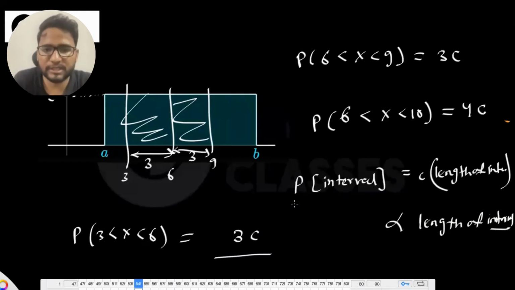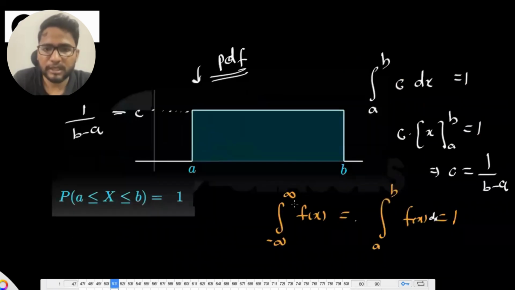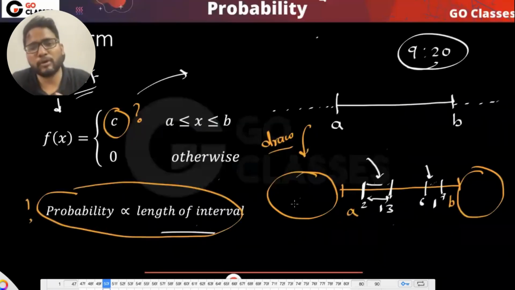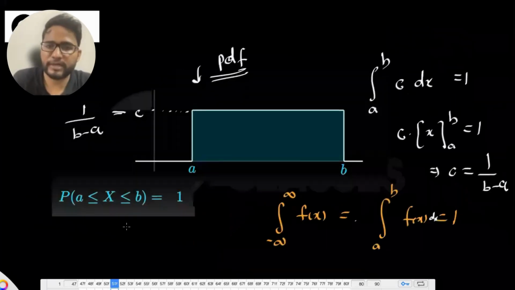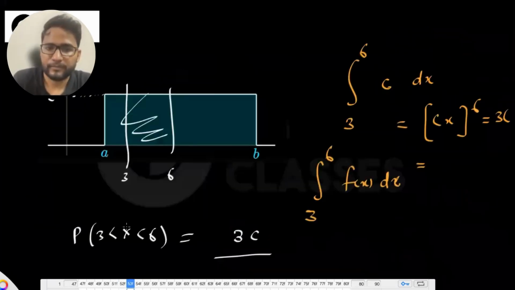That's why I have written there that the probability of any interval is directly proportional to the length of the interval. Yes, height is constant. That's a nice observation. Height is the same for everyone.